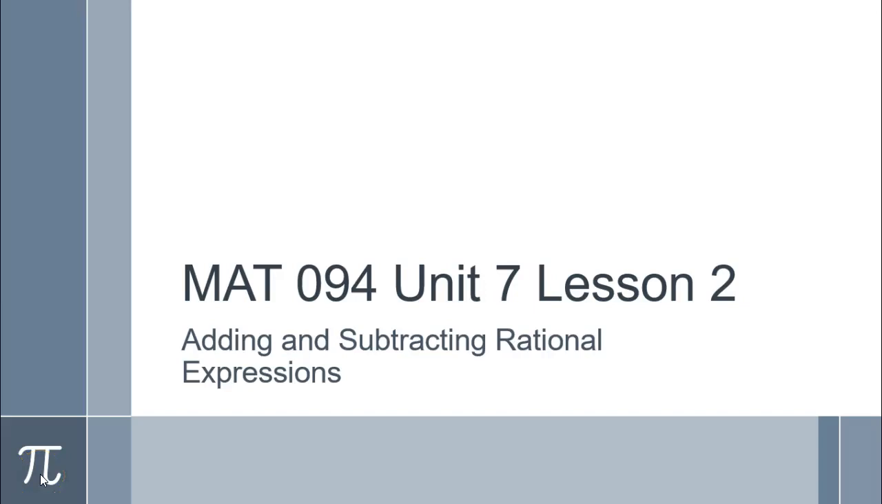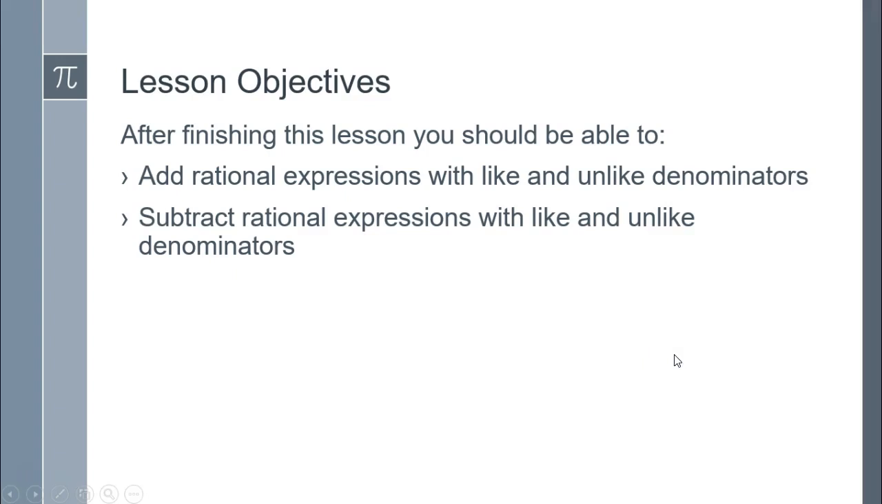Welcome to Intermediate Algebra, Unit 7, Lesson 2. We're going to add and subtract rational expressions. Now remember, a rational expression is one that's basically a fraction. So the lesson objectives are to add rational expressions with like and unlike denominators.